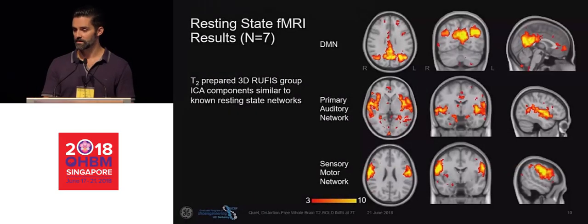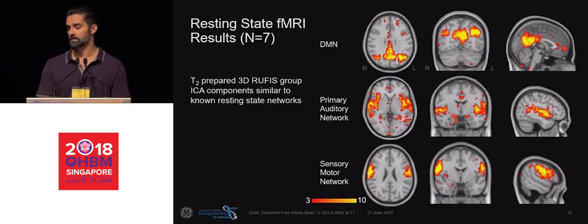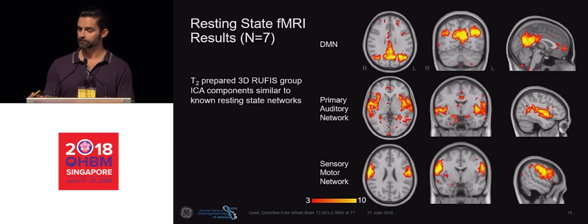Now looking at the resting state results for the 3D RUFIS acquisitions over our 7 subjects, we can see that there are some group ICA components that are similar to known resting state networks, the top being the default mode network, the middle being the primary auditory network, and the bottom being the sensory motor network. So we can pull networks out of the resting state scans with a 3D RUFIS sequence.